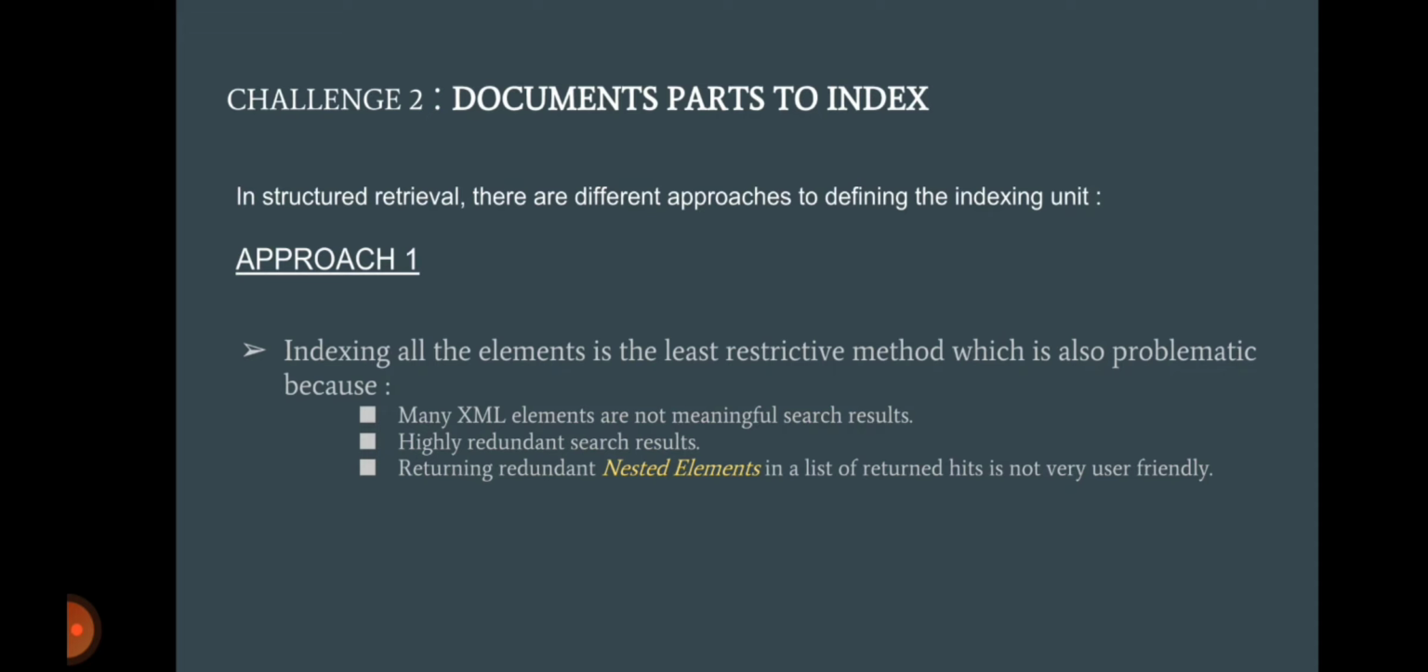The second challenge is deciding which document parts to index. In structured retrieval, there are different approaches for defining the indexing unit. One of them is indexing all the elements. This is the least restrictive method. This is also problematic because many XML elements are not meaningful search results. Also, indexing all the elements means that search results will be highly redundant, and it is not user friendly to return redundant nested elements.